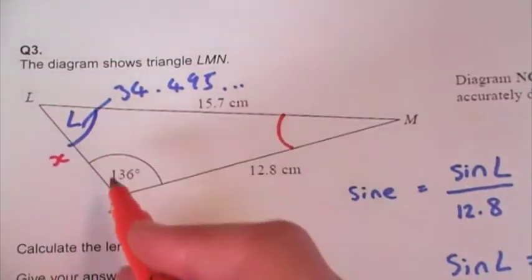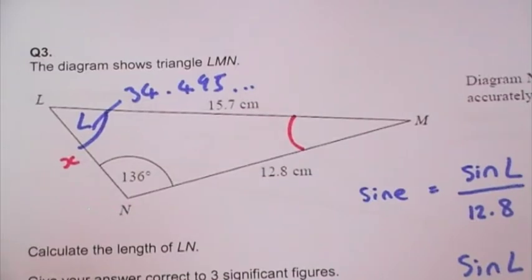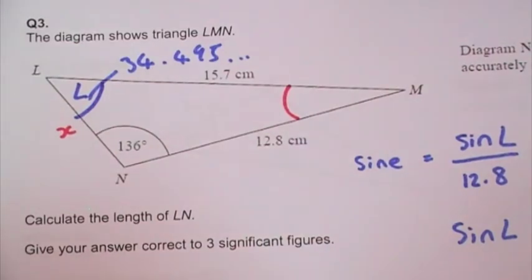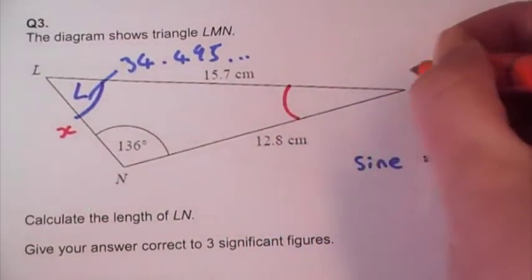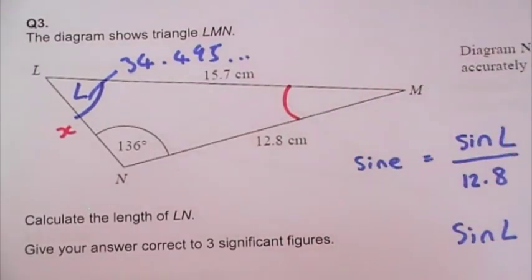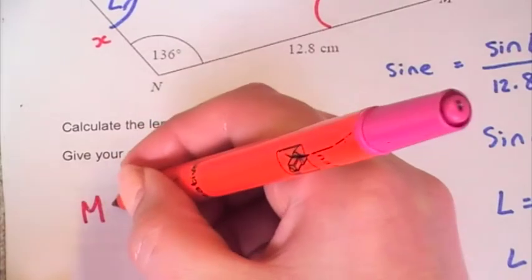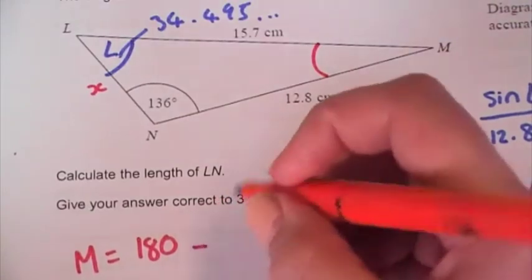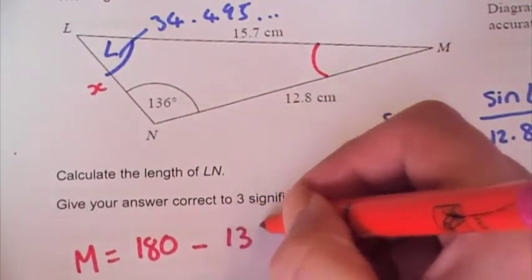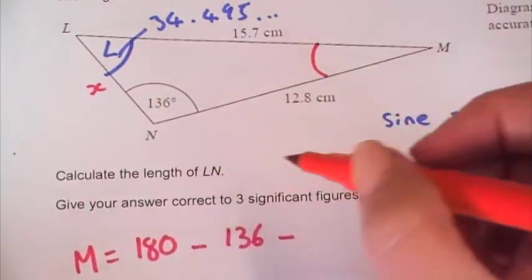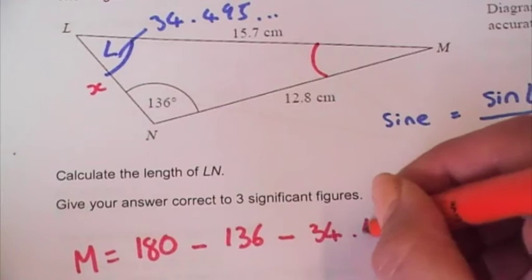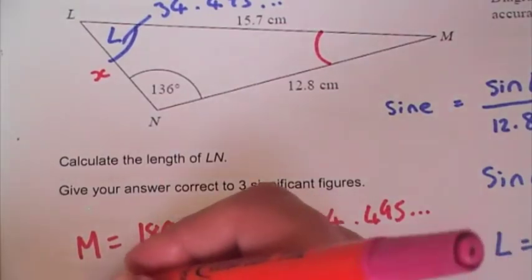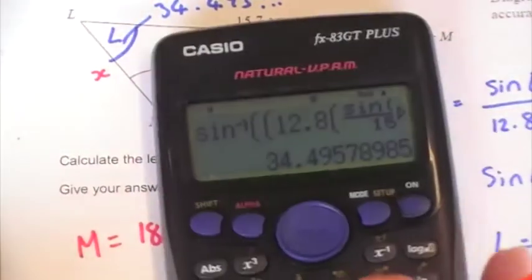Because this is a triangle, and it doesn't matter how complicated the trig or algebra or anything gets, the angles inside a triangle are always going to sum to 180 degrees. So in order to find this angle, which I'm going to call angle M, angle M equals the 180 degrees in a full triangle, take away the 136 degrees that I have there, take away the angle I just found, which is 34.495... The reason I'm keeping it like that, you'll see in a minute. So angle M equals, so there's my last answer.